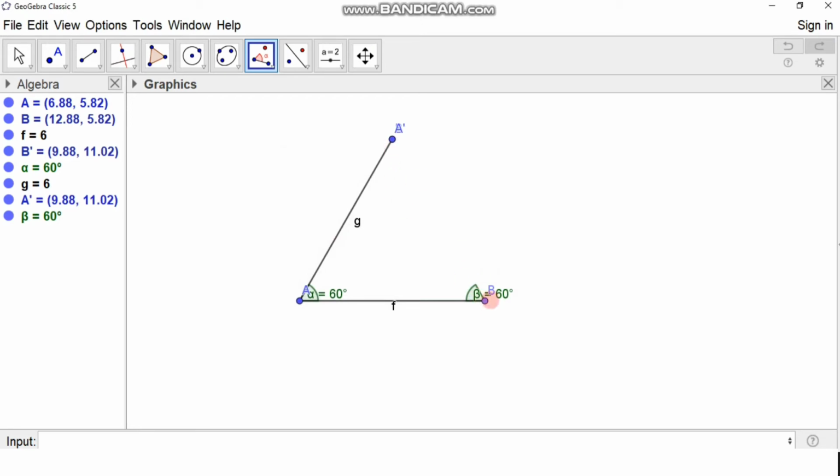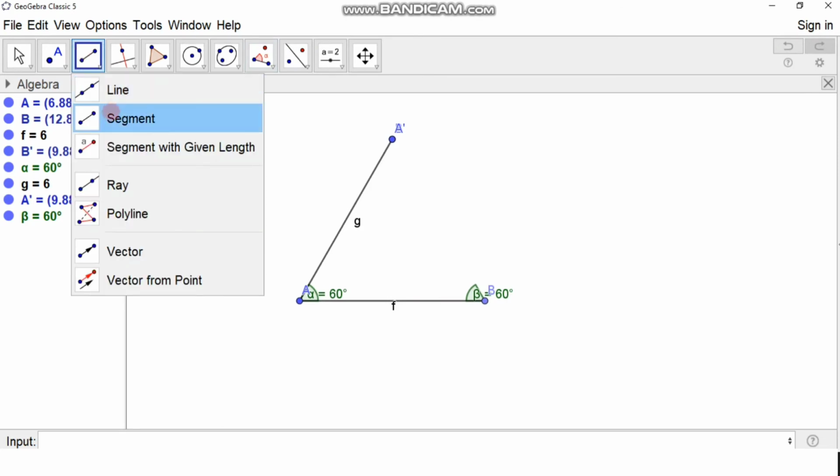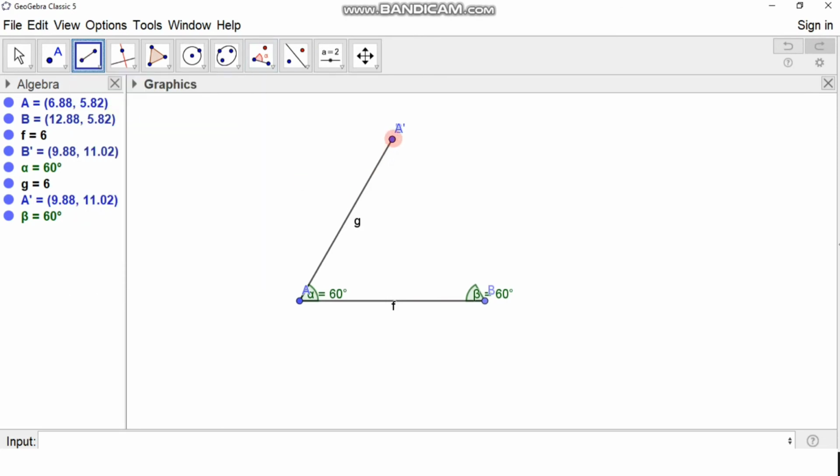Now we have to join these two points. For that, again select the segment icon, then click on point A dash and then on point B. We get here, as we can see, the measure of angle A is 60 degrees, and the measure of angle B is also 60 degrees. That means the base angles of this triangle are congruent. Now we have constructed one triangle A dash B such that the base angles of that triangle are congruent, that is, both of measure 60 degrees.